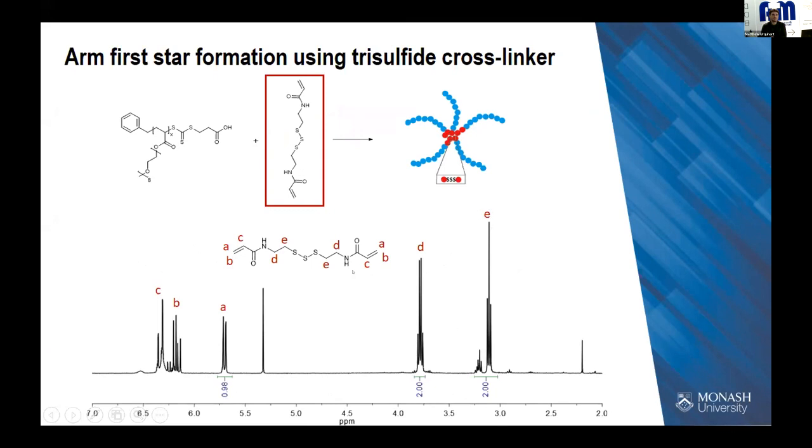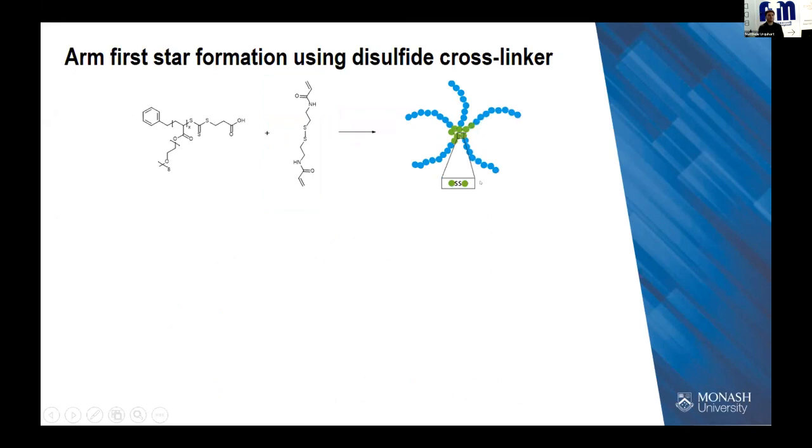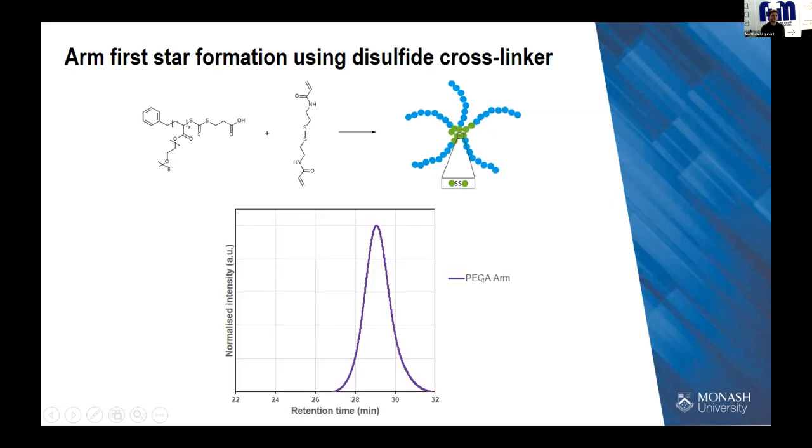We can see the protons here next to the trisulfide bridge, although we do have a little bit of tetrasulfide impurity in there. To confirm the star synthesis was adequate, we went back and used a commercially available disulfide bisacrylamide, and the chemistry of this is quite well known. So starting with our PEGA arm, after 24 hours of star reaction, we see good incorporation of the arm into the star, and we were able to purify this back out to get our nice disulfide star.